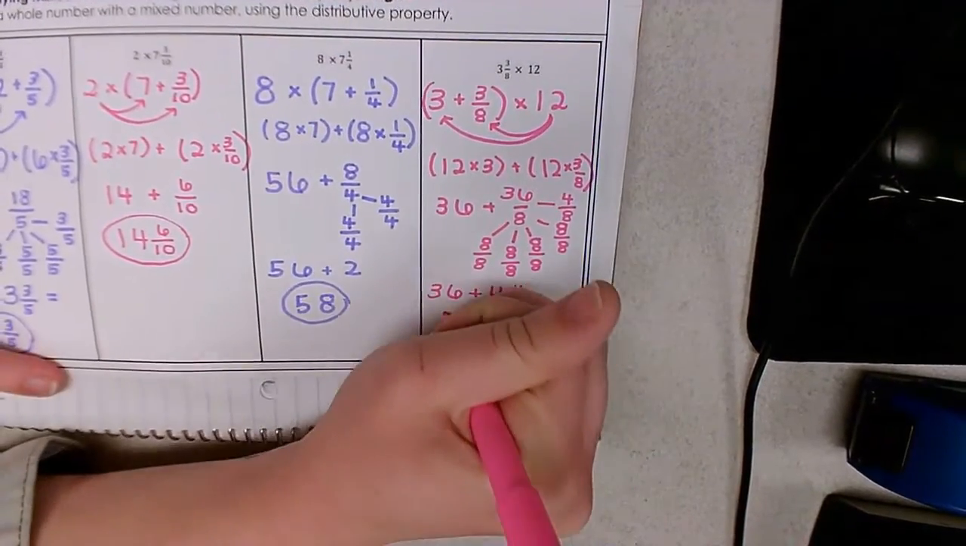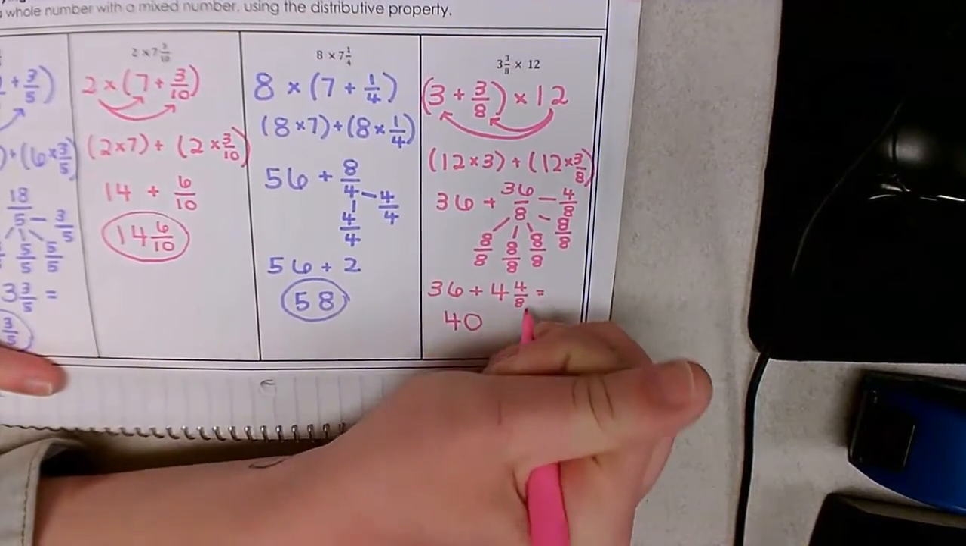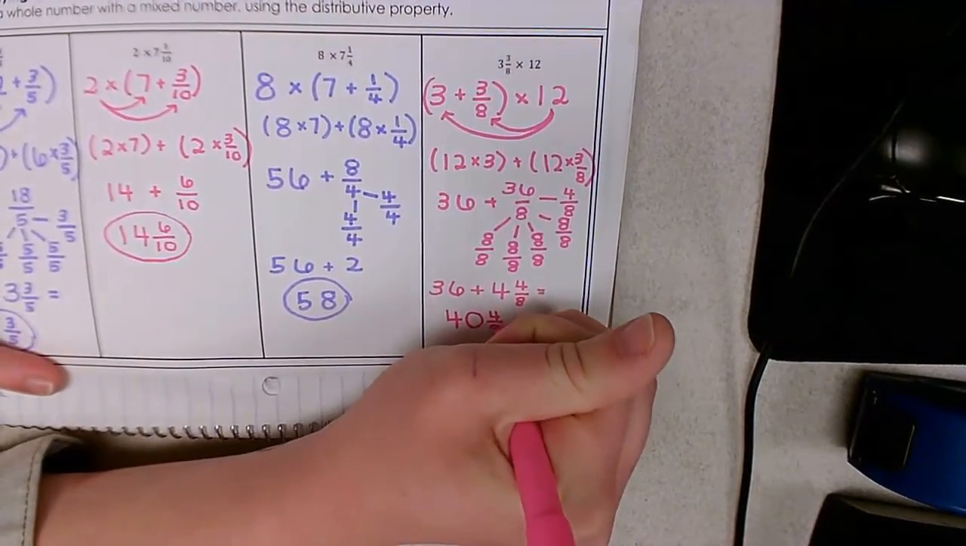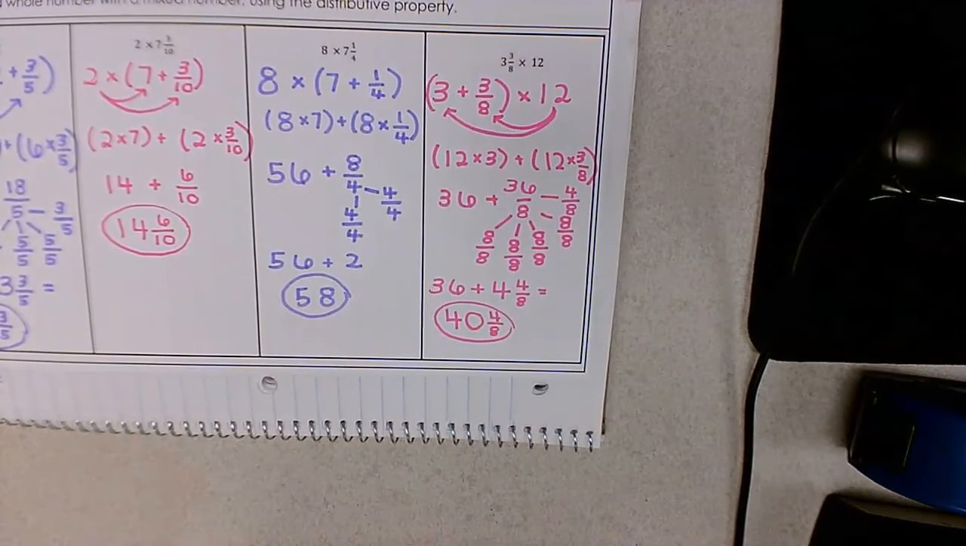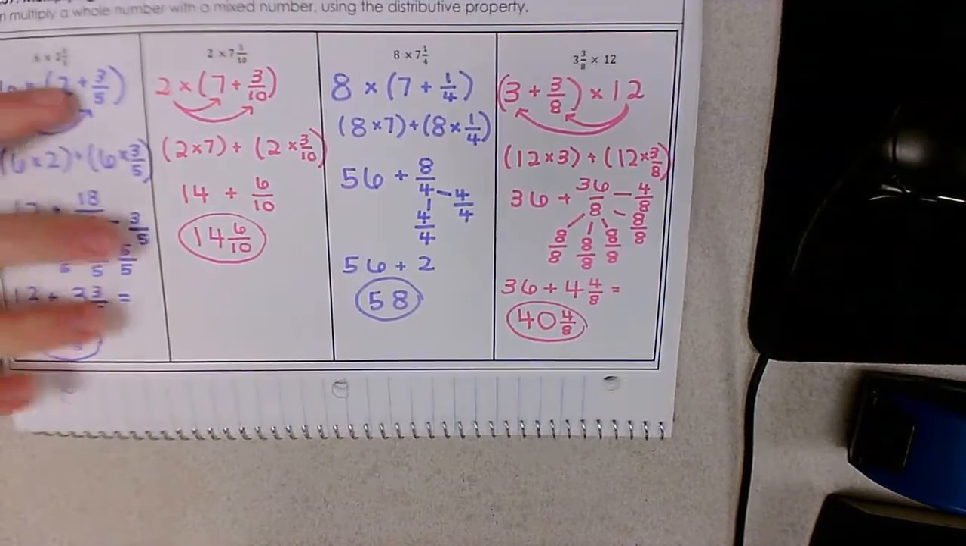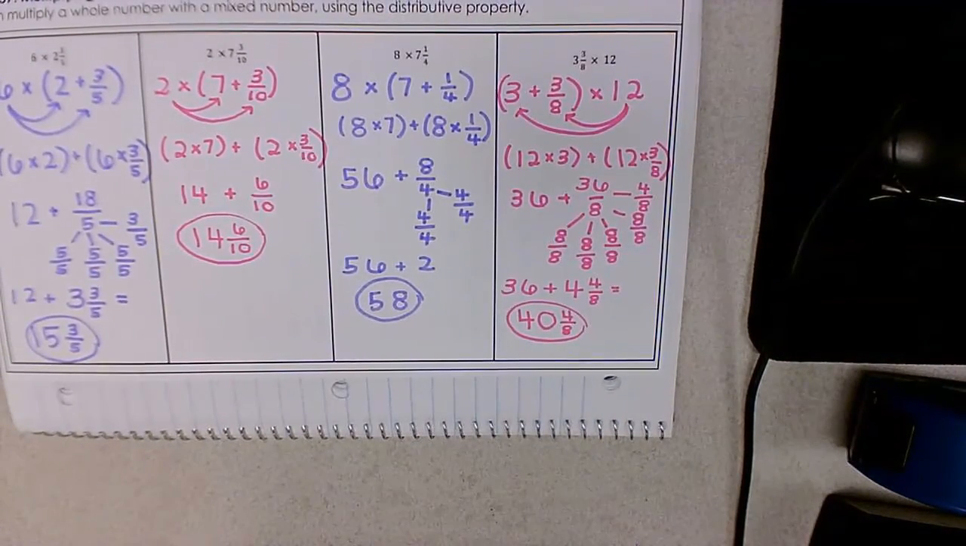36 plus 4 is 40. And our fraction is 4/8. 40 and 4/8. We've gotten a lot of practice with the distributive property during our practice notes today. So now it's your turn. Good luck on your problem set.